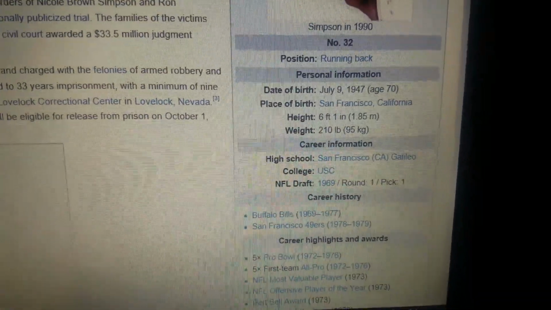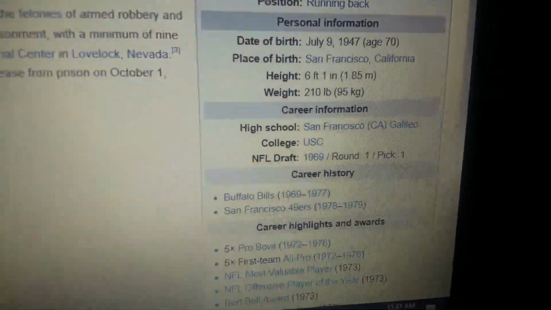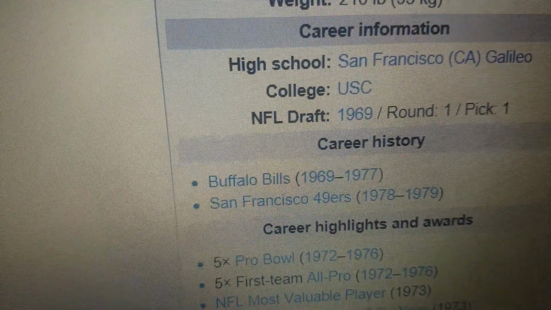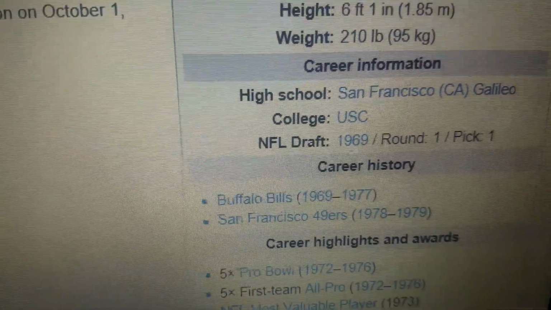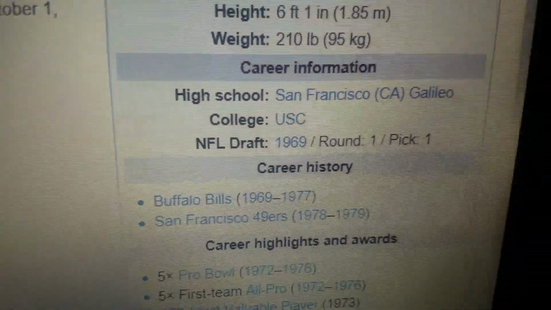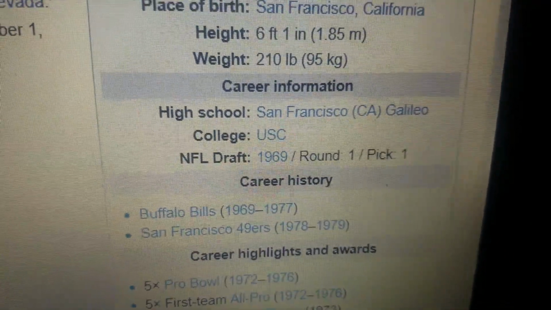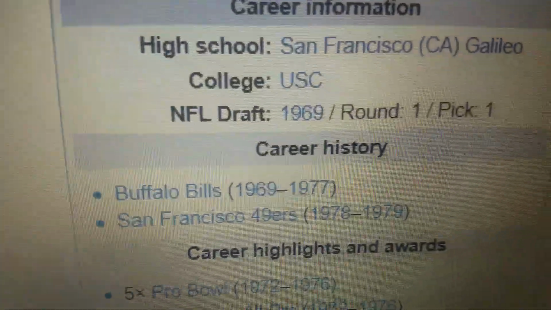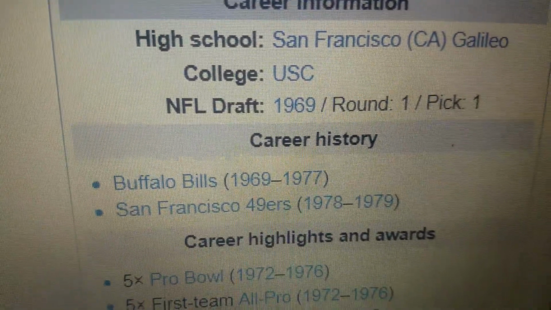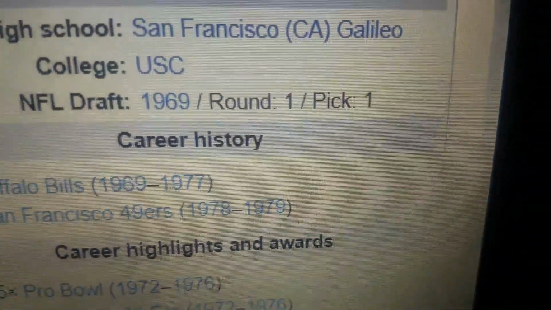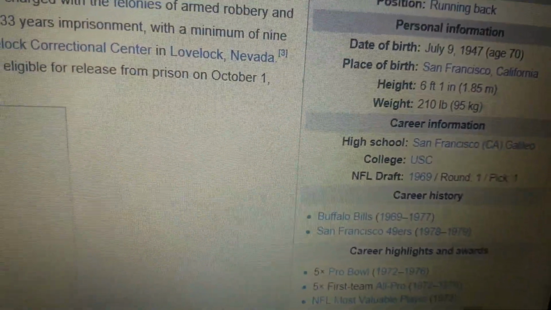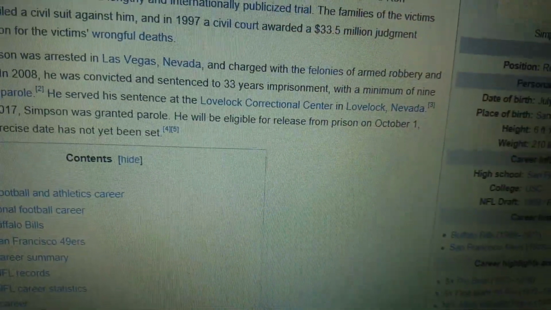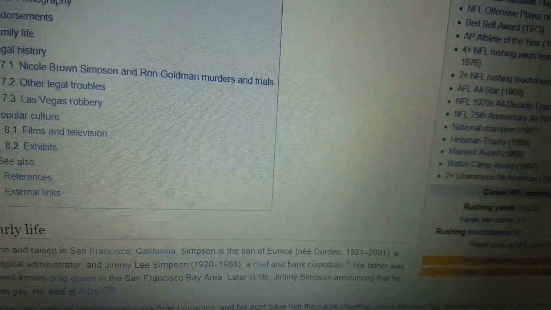He was drafted in 1969. When you add all the digits in this date, it goes back to the number 7. He was the first round, first pick. First round, first pick: 11. So 7-11. When you add the numbers in the year, you get 7. First round, first pick, 11. That's the 7-11 connection again. Let's keep it going.